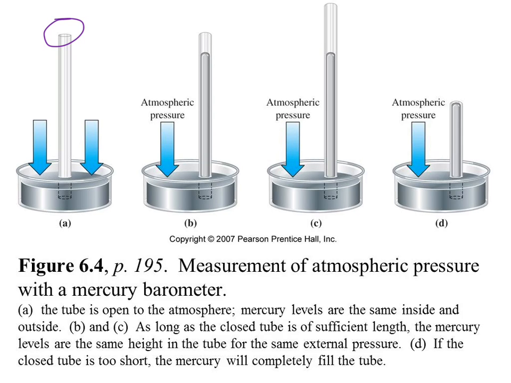And then here, B and C are basically the same. The top is closed, and what you're seeing is the pressure of the atmosphere causing the liquid mercury to rise to the same place.